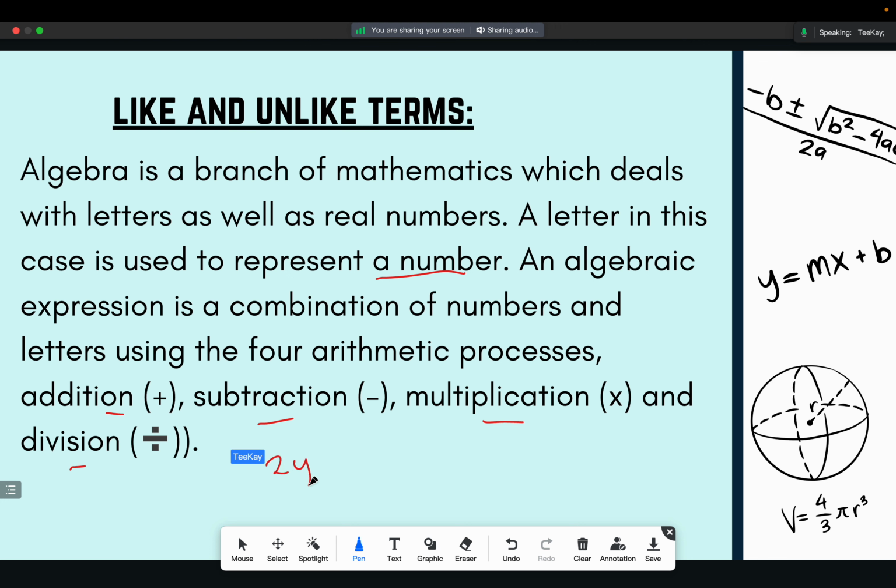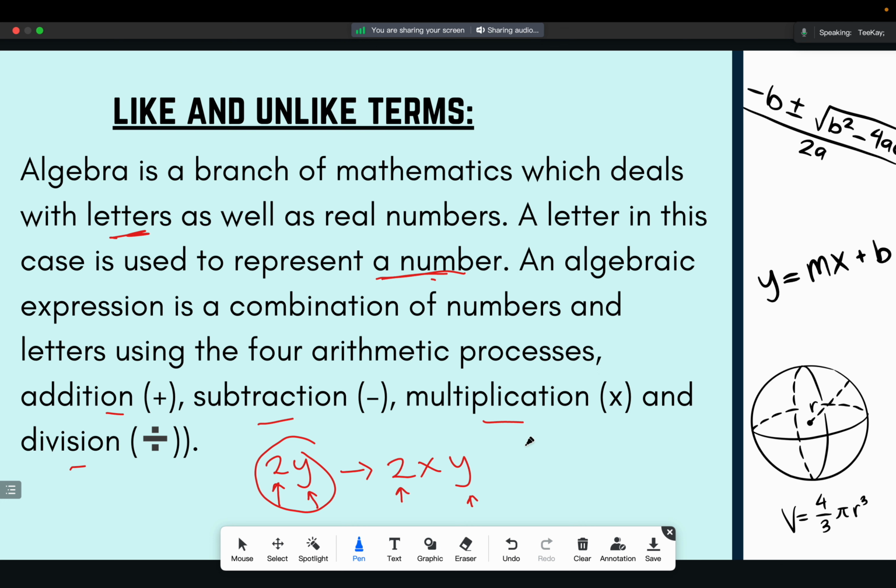Okay, so let's have some examples here. Let's say we have 2y. 2y is algebra. You can see here we have a number and a letter, and these two are multiplying each other. It's like 2 by y. So we are multiplying a number and a letter. So this is an algebra.